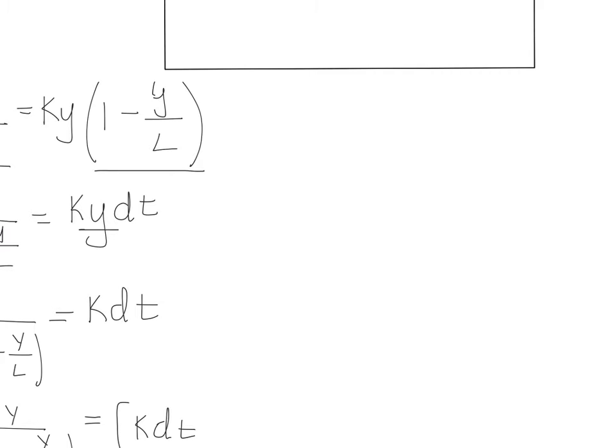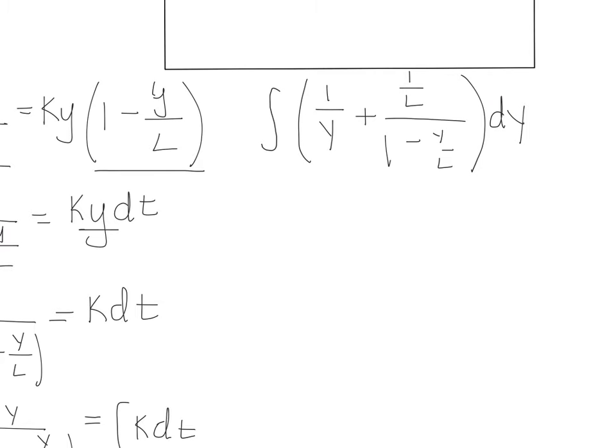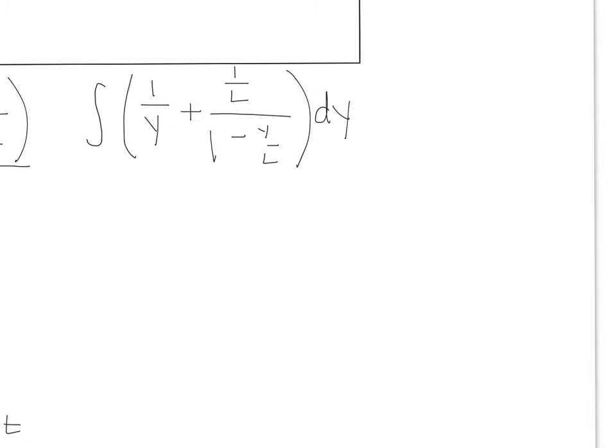All right, so here's what we have. We are integrating (1 over y plus 1 over L minus y) b dy, and on the other side, we're going to have the integral of k dt, which is easy.